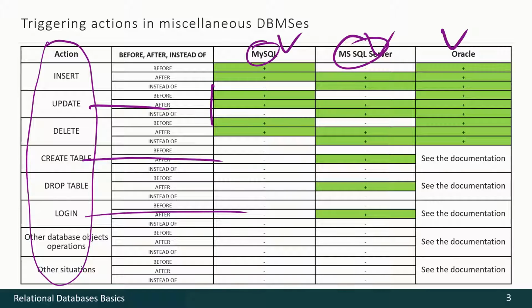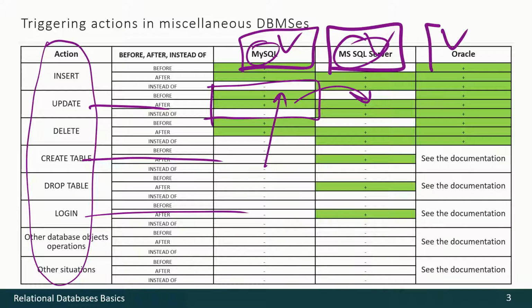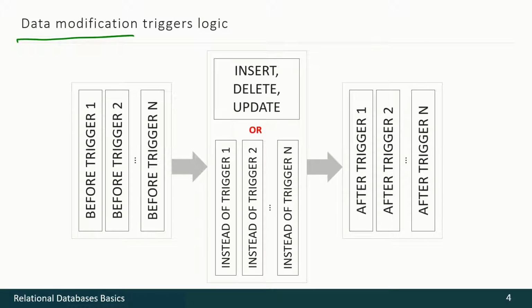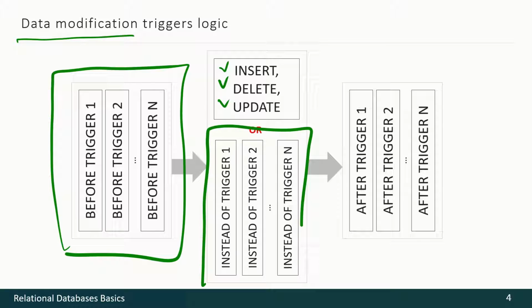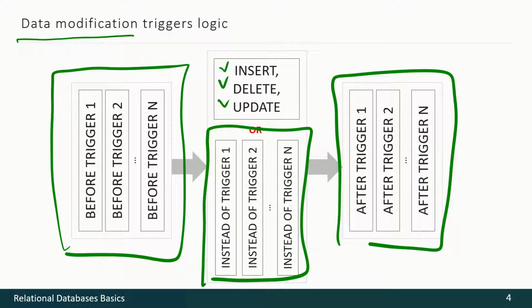So for instance, if you have to migrate your database from MySQL to Microsoft SQL Server, you have to not only change the syntax of your triggers, but rewrite the trigger logic from scratch. That is why obviously you have to refer to the documentation of your particular DBMS. Nevertheless, data modification logic of triggers has something in common in different DBMSs. As long as data modification operations are insert, delete and update, you may perform some actions before those operations, instead of those operations, or after those operations.